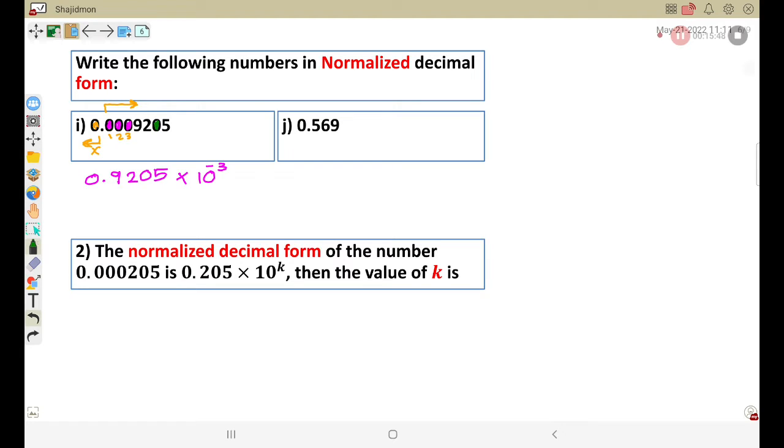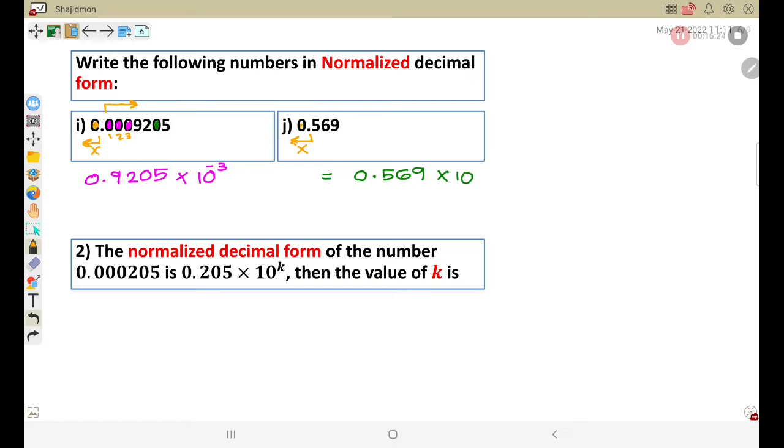Okay, now we will go to the next example, question number J, 0.569. Now this example we will see. So first we start with 0 point, we write the digits of the number 5, 6, 9, multiply 10 power. Okay, multiply 10 power. Now you can check, before the point is there any number? There is no number, correct? Because only 0, it will not count as a number. So there is no number before the point.